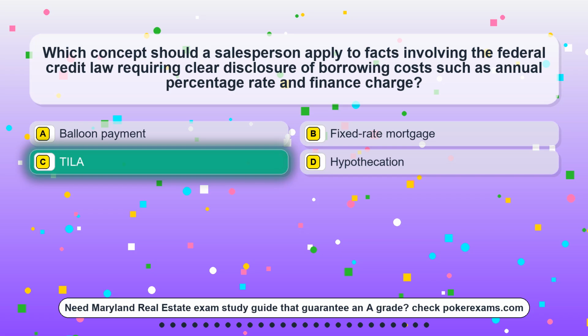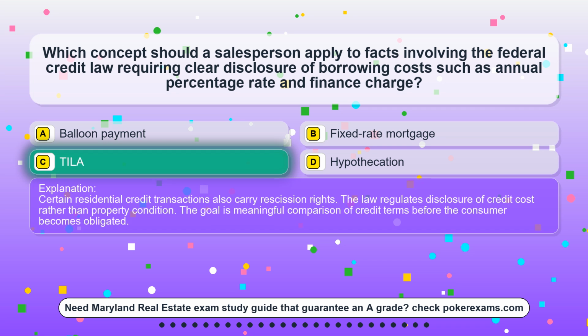The correct answer is option C, TILA. Certain residential credit transactions also carry rescission rights. The law regulates disclosure of credit cost rather than property condition. The goal is meaningful comparison of credit terms before the consumer becomes obligated.